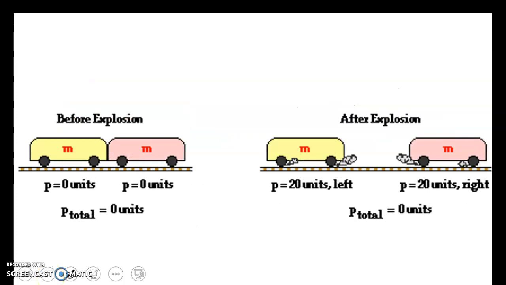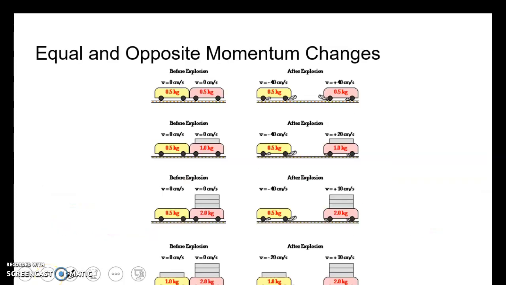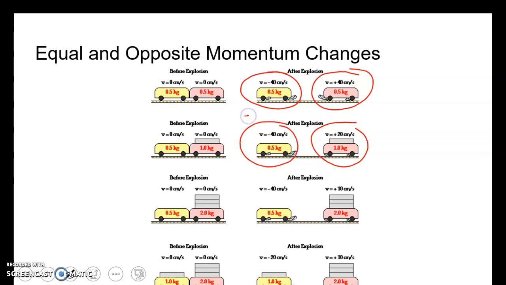Before explosion, after explosion, again, total momentum equals 0. Why? Because this is negative 20 and that's positive 20. Positive 20 plus negative 20 equals 0. Equal and opposite momentum changes. So before the explosion, they're at 0. After the explosion, look at the velocities and masses multiplying by each other. They should be exactly the same when we talk about momentum, just one's negative. Here, 20, here 20, but this one's negative.